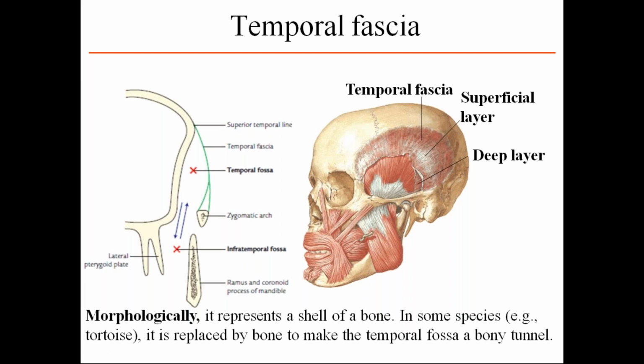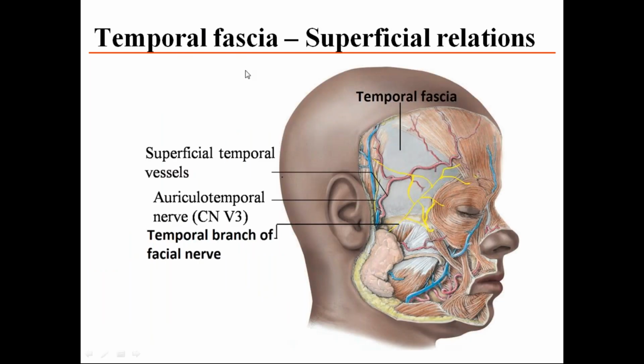So in the next slide, we will see the relations of the temporal fascia. So you have the superficial relation and the deep relation. So superficially, it is related to the superficial temporal vessels. And you can see the auriculotemporal nerve here. This is the auriculotemporal nerve, and this is the superficial temporal vessels. The remaining branches you are seeing are the temporal branches of the facial nerve. Okay, so there are three superficial relations of the temporal fascia: superficial temporal vessels, auriculotemporal nerve, and temporal branch of facial.